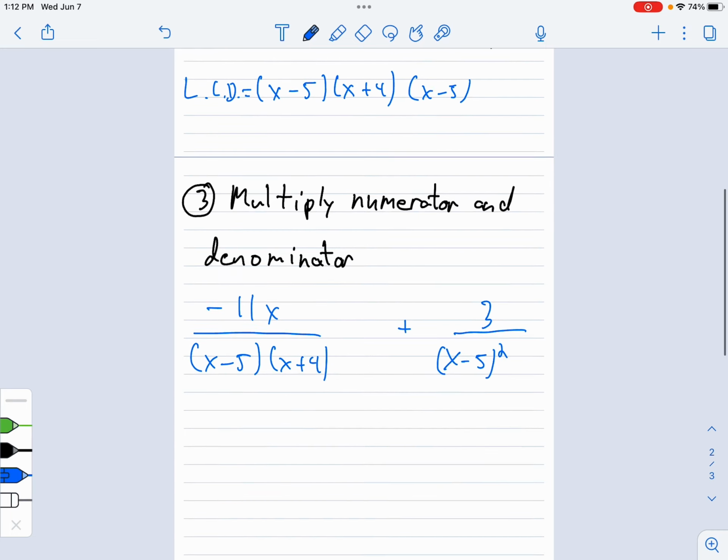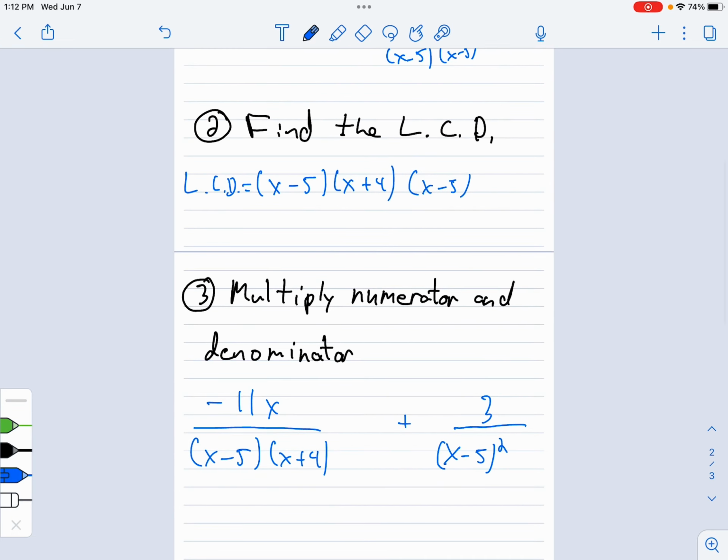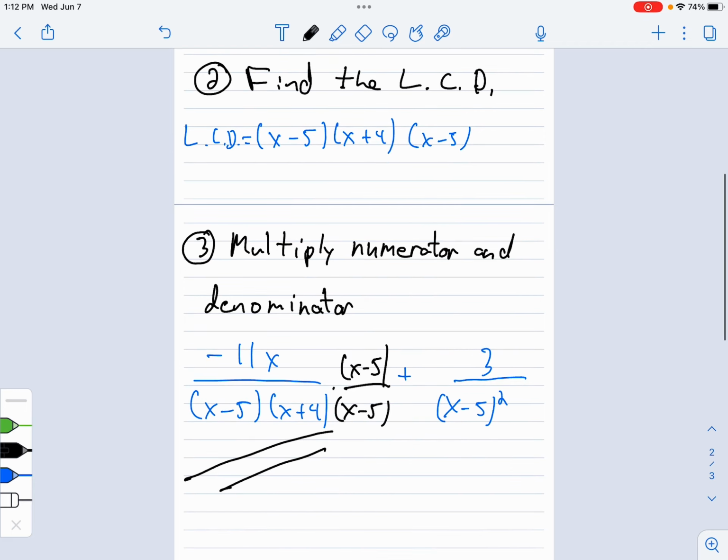And I'm going to ask myself, what am I going to multiply the numerator and denominator by to get that LCD? The first fraction, minus 11x over x minus 5 times x plus 4, is missing an extra x minus 5. So I'm going to multiply the top and the bottom, the numerator and denominator, by x minus 5. And you have to do it to both. And for the 3 over x minus 5 squared, that's missing an x plus 4. So I'm going to multiply the top and the bottom by x plus 4.